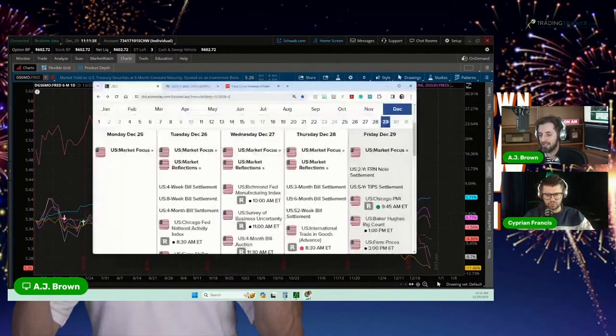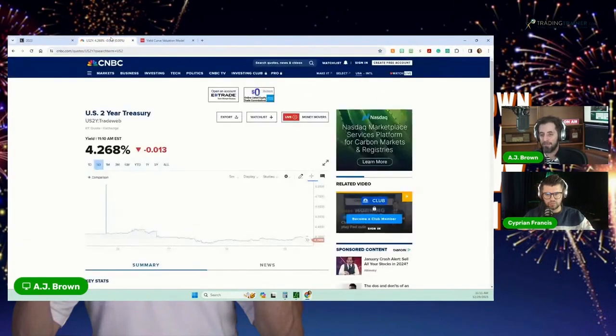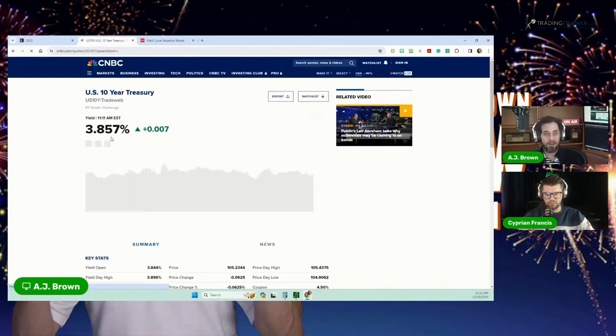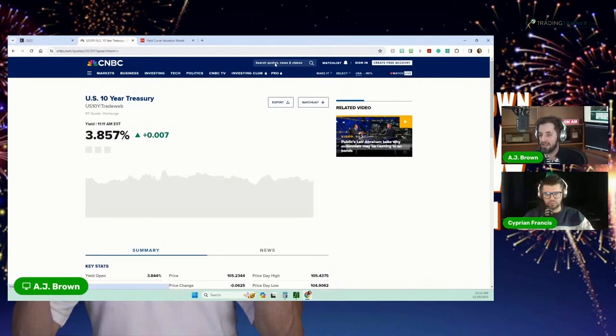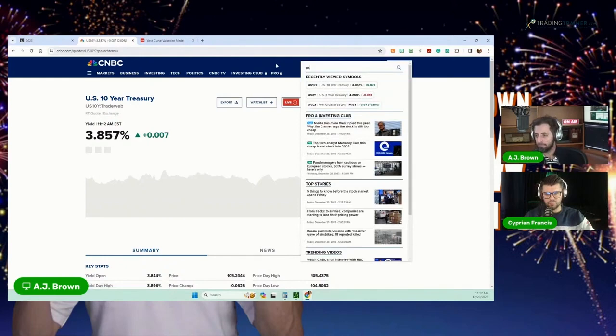So again, maybe instead of seeing these graphs, it would be easier to see this on, for instance, the numbers. So here's the 2-year. The 2-year is currently trading at about 4.24%. Now, let's put in the 10-year. So the 10-year is trading at less instead of more. Let's put in the 1 year.